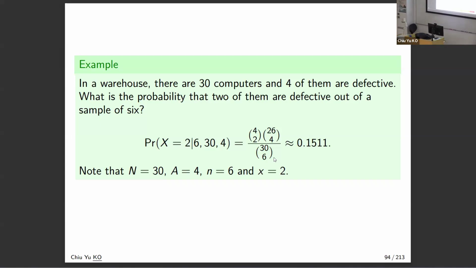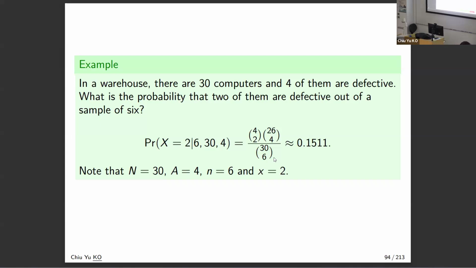So this, nothing, just plug in the numbers. The only thing is you are taking things out, so you would apply the hypergeometric. Of course, you may ask, if you put it back, then it's a binomial, right? Because every time you take it, p will be 4 over 30, right? n will be 6, right? You can also apply binomial. You can do the calculation, but it will be different, right?